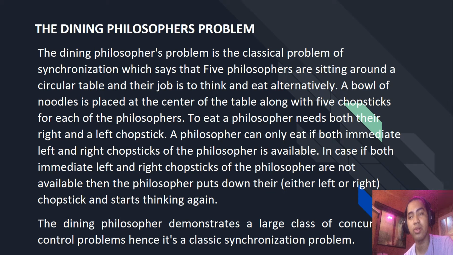In case both the immediate left and right chopsticks of the philosopher are not available, then the philosopher puts down either their left or right chopstick and starts thinking again. The dining philosopher problem demonstrates a large class of concurrency control problems, hence it's a classic synchronization problem.